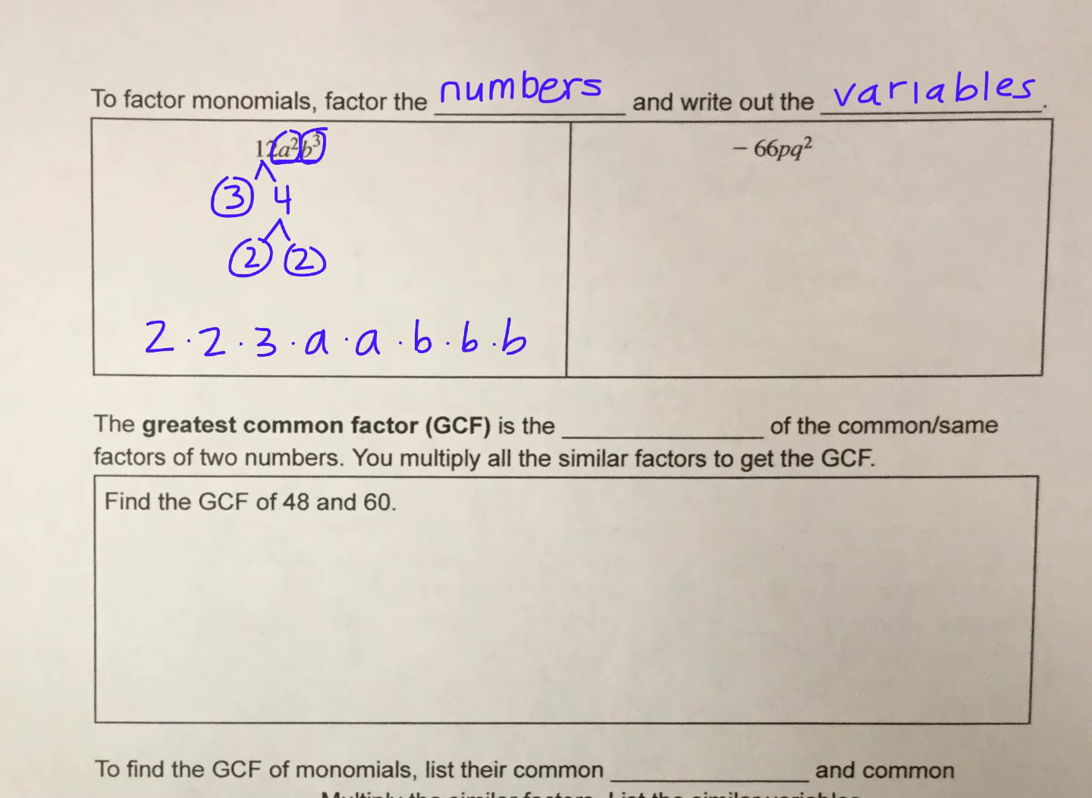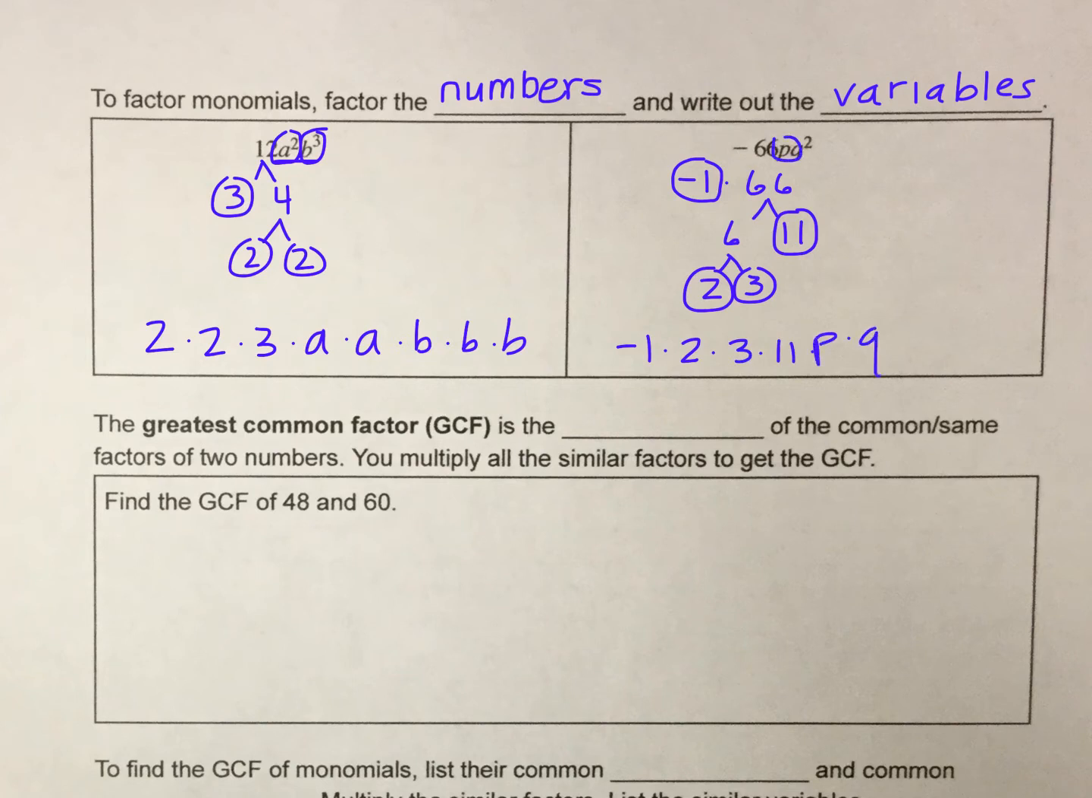All right, let's do this next example. It's got a negative, so I start out writing -1 times 66. Circle the -1. 66 breaks into 6 and 11. A 6 breaks into 2 and 3. So write out those numbers. -1 times 2 times 3 times 11. Then I go up here. I got 1 P and I got 2 Q's. So that's how you write that.